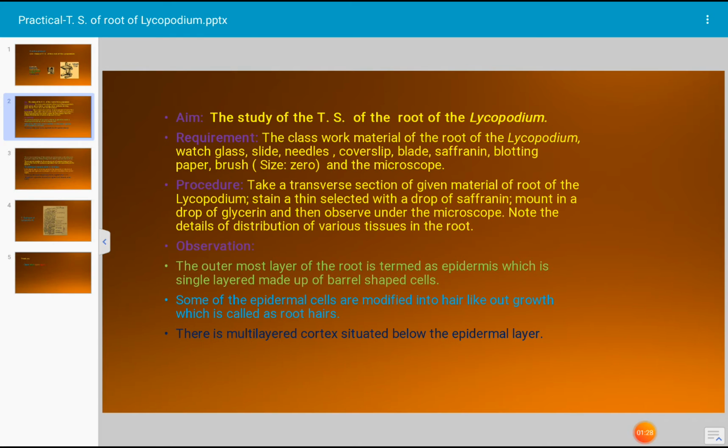Let us see observation. The outermost layer of the root is termed as epidermis, which is single layered, which is made up of barrel-shaped cells. All the cells are compactly arranged. That we have to observe. Some of the epidermal cells are modified into hair-like outgrowths. The hair-like structures are known as root hairs. Okay. And there is multi-layered cortex which is situated below the epidermal layer.